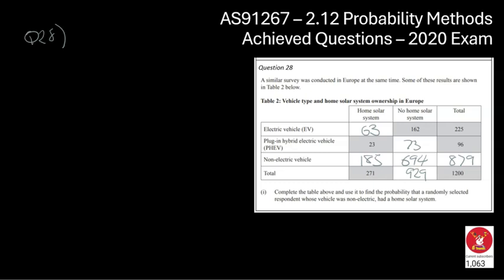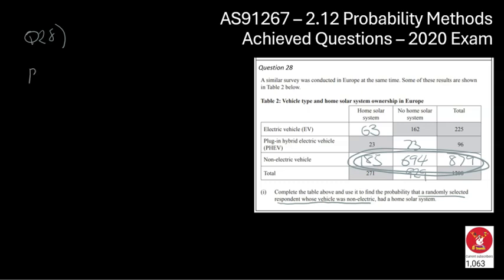Now let's check out the wording of the question just to make sure we know what we're doing. We know it's probably going to be conditional. So find the probability that a randomly selected respondent whose vehicle was non-electric. So we know for sure that they have a non-electric vehicle, which is a little bit different to my first read. And we're trying to find out of these people who had the home solar system. So the non-electric vehicle people are these guys here. So these are the only numbers that we actually care about.